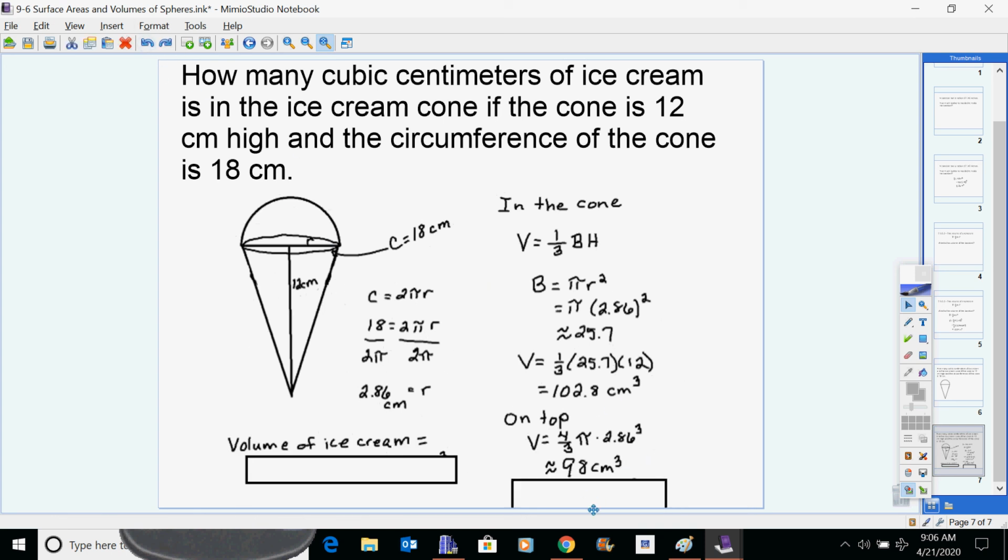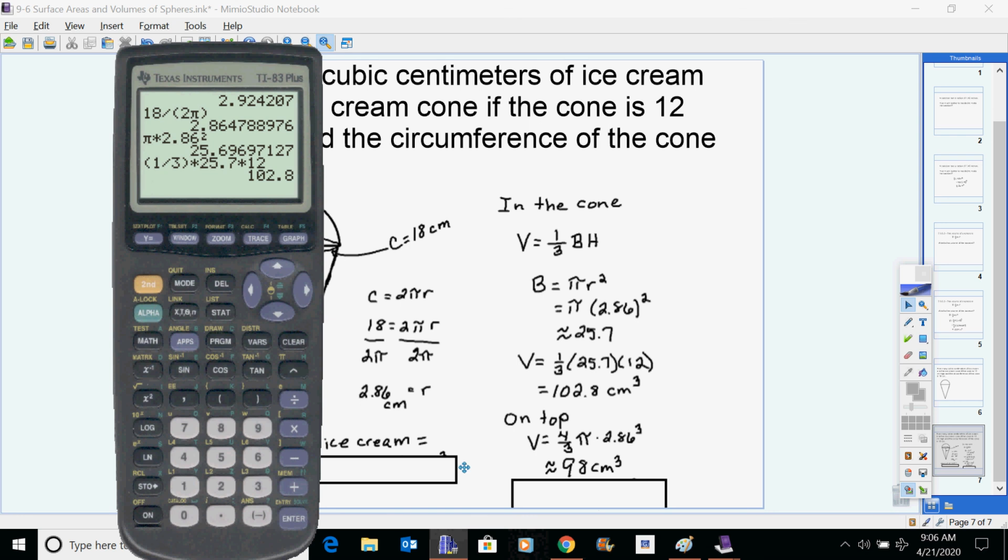So we would figure out how much that is. That's going to be about 98. Once again, being careful with the calculator steps. 4/3 times pi times 2.86 cubed. Remember, caret to the third power. Taking so much time because this is newer to you than anybody else. 98 cubic centimeters for that.